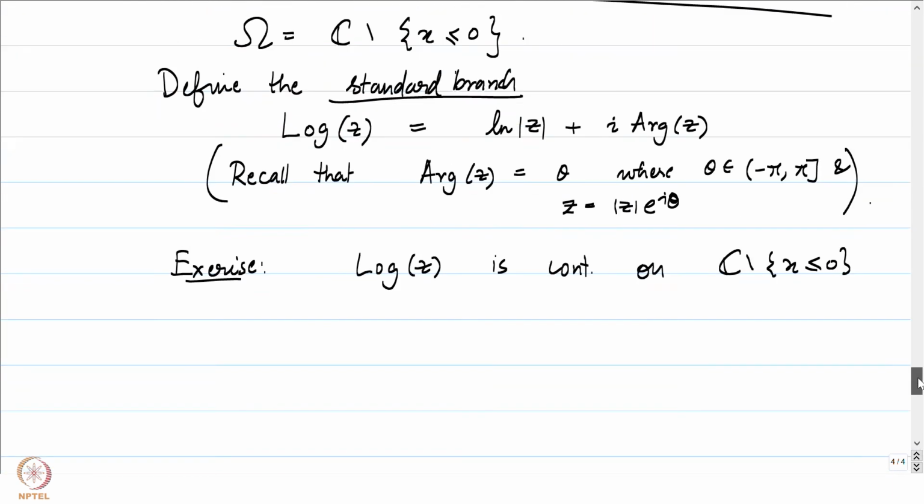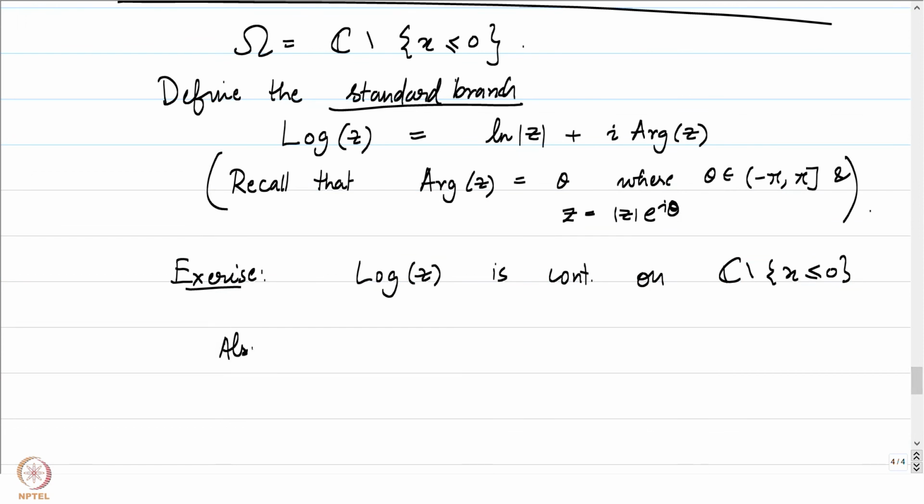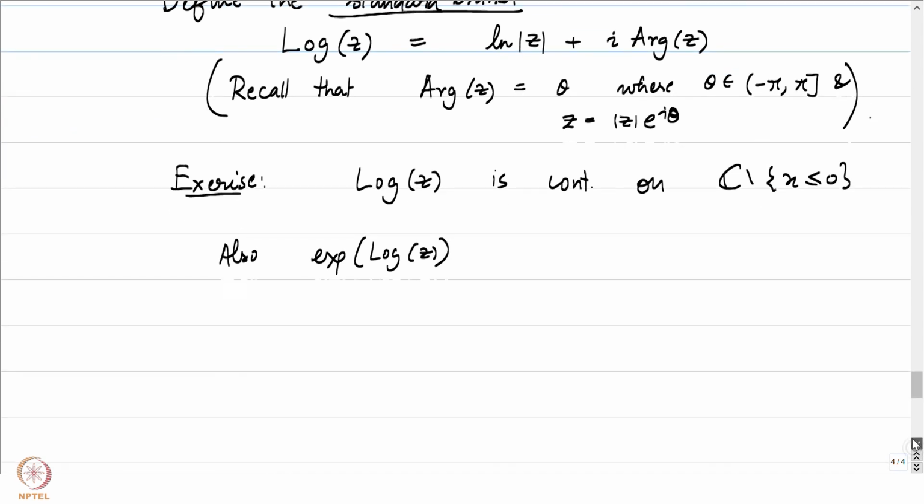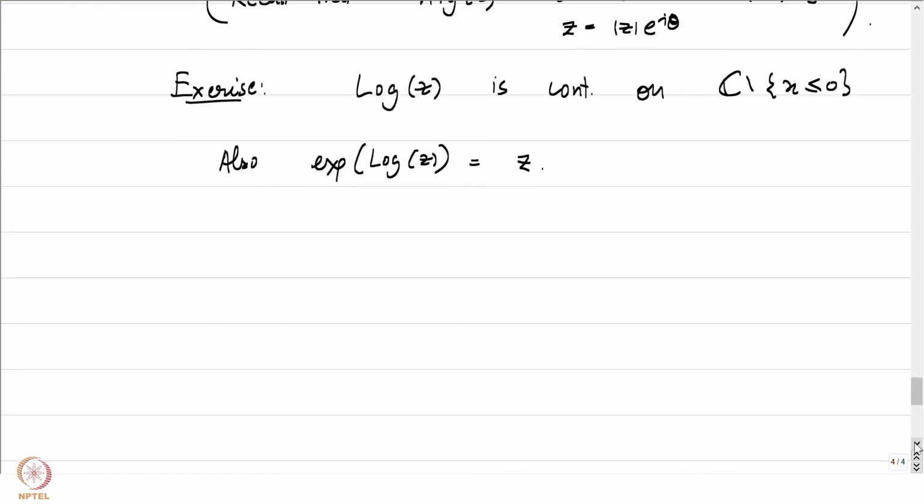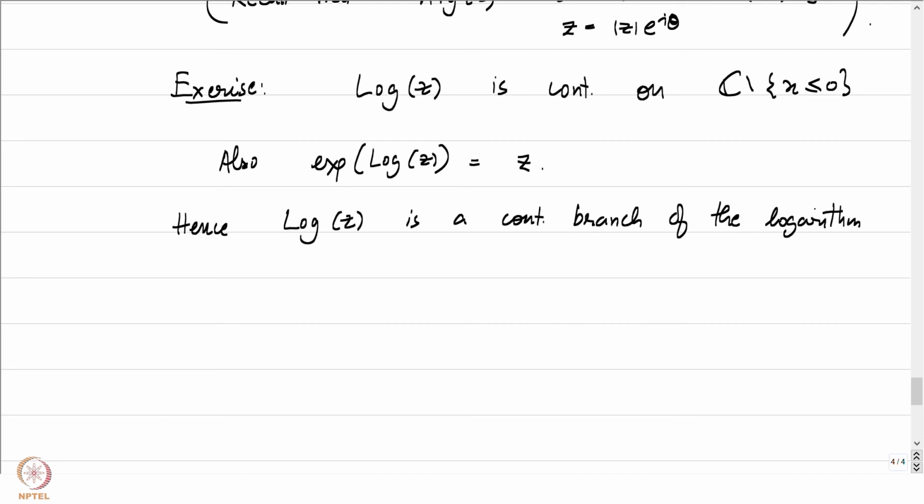One more thing is that if you look at the exponential of the log of z, what is this going to be equal to? This is going to be equal to mod z times e to the power i times the capital argument of z, which is just equal to z, and hence capital L log z is a continuous branch of the logarithm on omega, which is C minus the negative real axis.